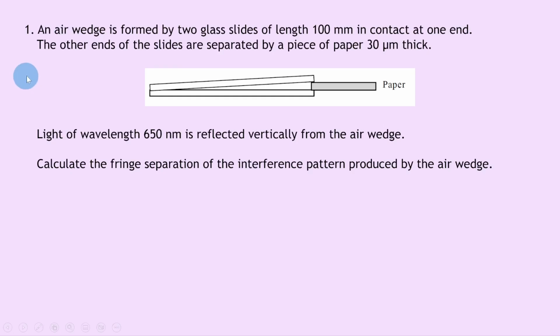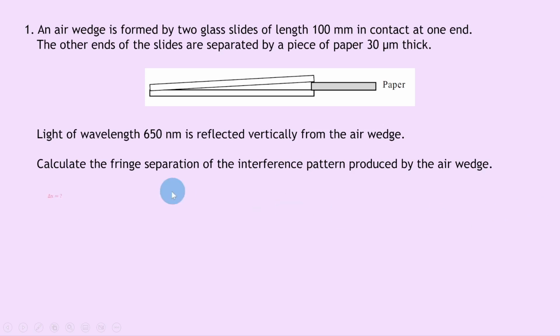So let's get going. Question 1 says an air wedge is formed by two glass slides of length 100mm in contact at one end. The other ends of the slides are separated by a piece of paper 30 micrometers thick, and you can see that in the picture there. Then it says light of wavelength 650 nanometers is reflected vertically from the air wedge. Calculate the fringe separation of the interference pattern produced by the air wedge.